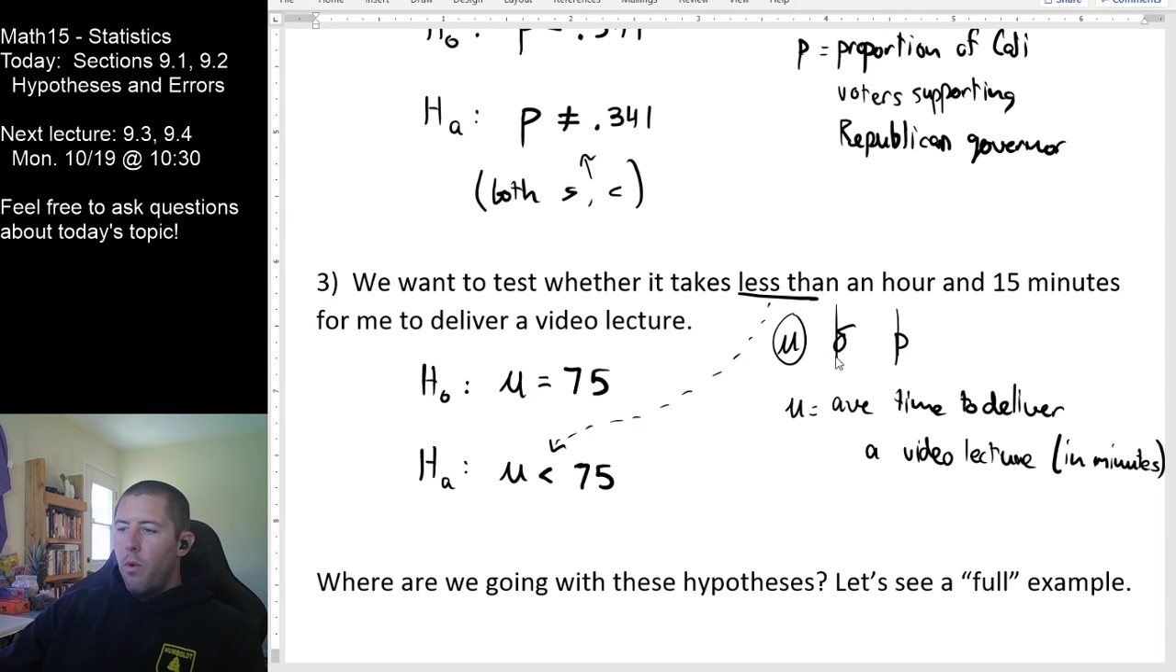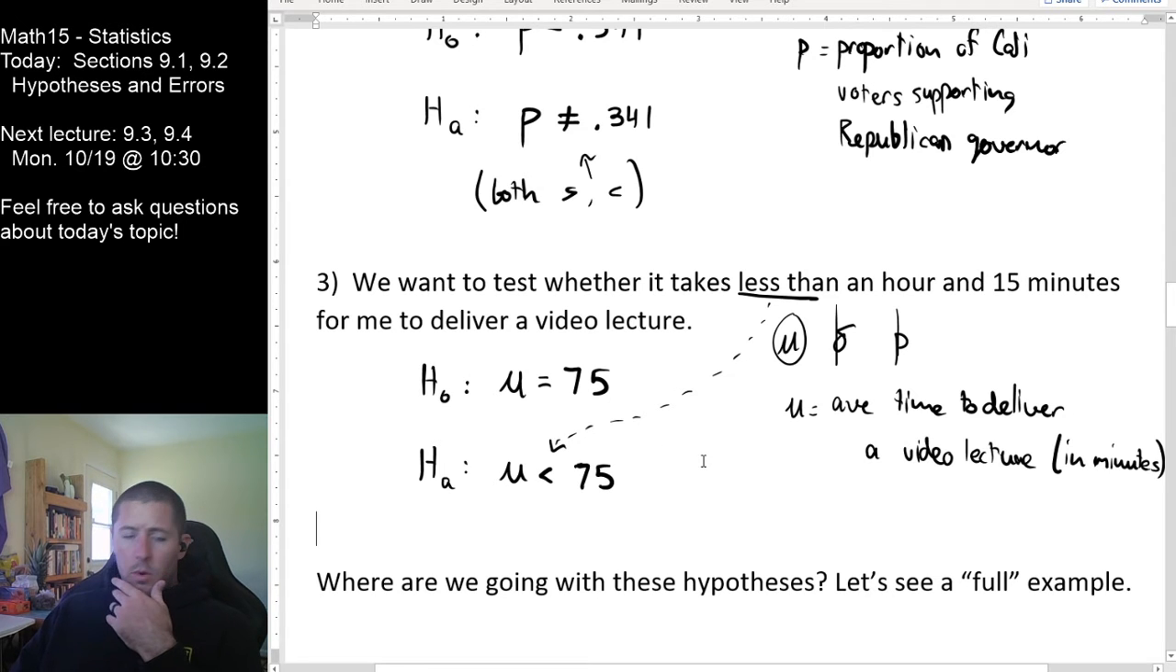And again, we know that we want to make a statement about some population parameter. It was clear to me that we weren't testing against a standard deviation or against a proportion. So we should be thinking about this as an average time that we are spending making a video lecture.